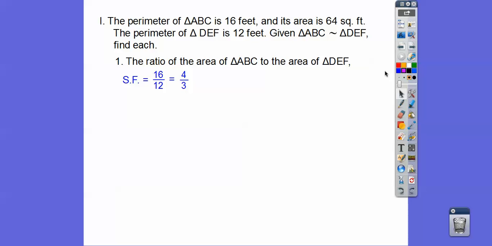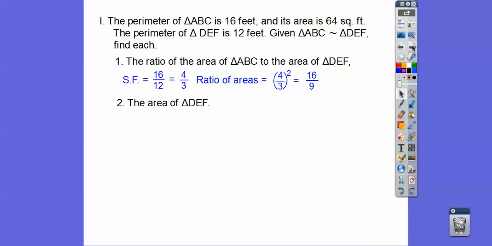So the ratio of their areas is, you got to get their scale factors. Sorry, I'm going a little ahead of myself. And then we're going to square the scale factors, because remember, the ratio of the areas is the scale factor squared. So the scale factor with the perimeters is 16 to 12, which reduces to 4 to 3. So the ratio of the areas is 4 to 3 squared. So if we square that, that's the ratio of the areas, 16 to 9.